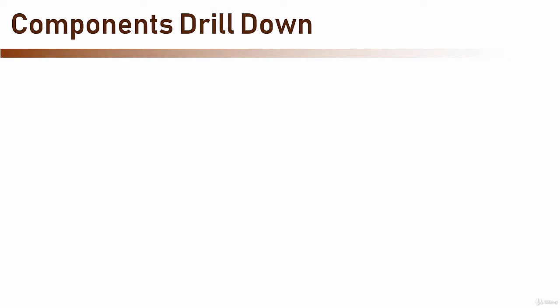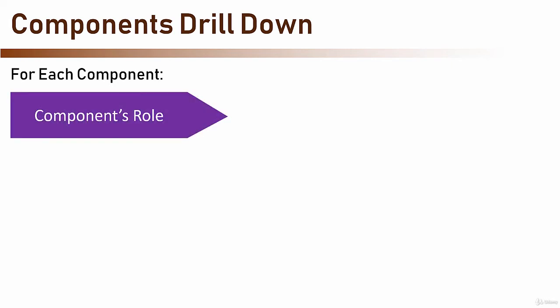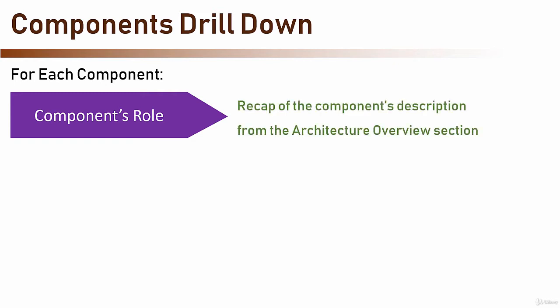So, what are the contents of this section? Well, this section goes through the various components depicted in the architectural overview and describes them in length. For each component, there should be 4 subsections in the document. First, the role of the component in the architecture. This is basically a short recap of the description found in the architectural overview section.